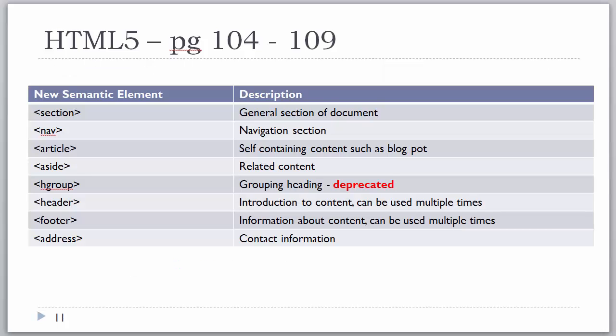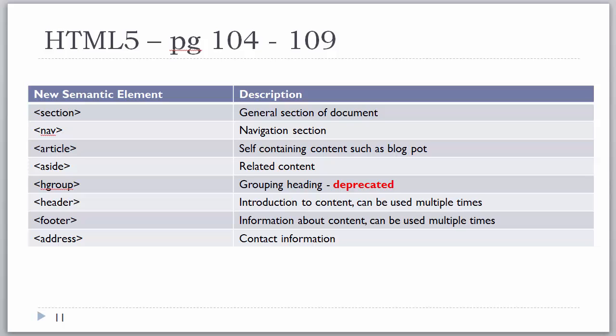Alright, so we now have a section element, which generally just sections off the document. The nav element is used for navigation. Article is used for self-contained content, such as a blog post, so that is something we probably wouldn't be using. Aside is related content. Hgroup was used initially for grouping headings. It was deprecated several years ago.